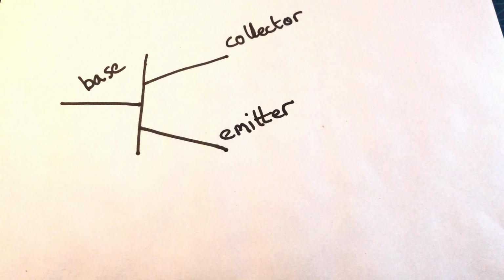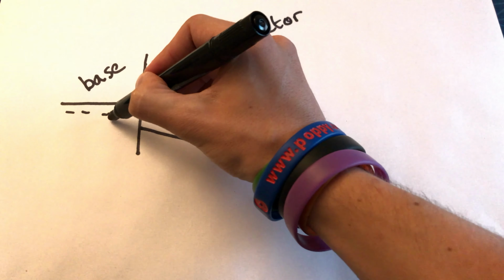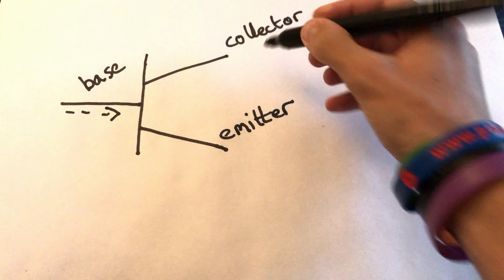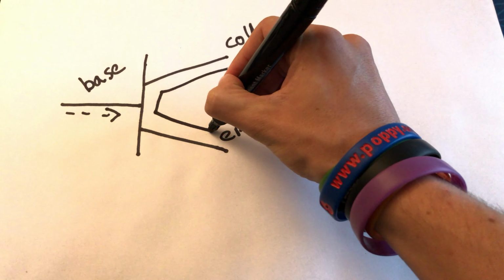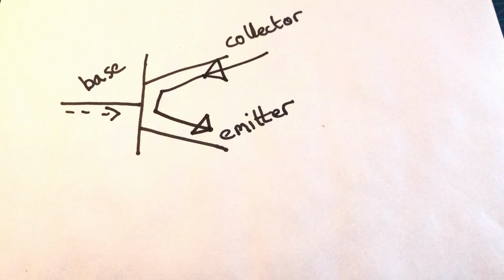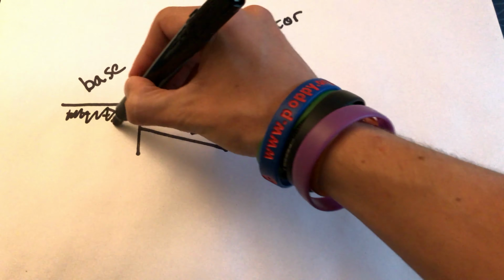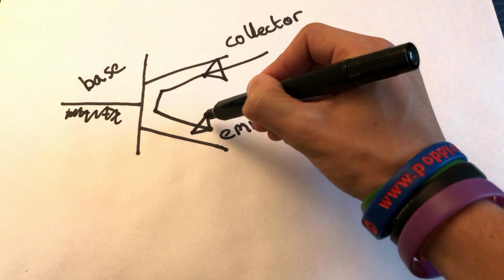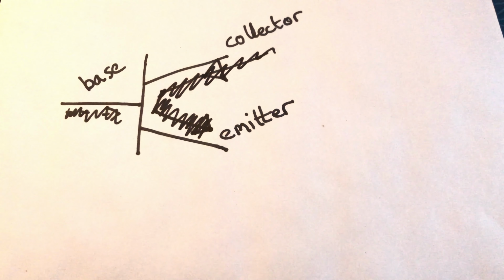The fundamental property of a transistor is that if a weak current passes into the base and through to the emitter, then a strong current is able to pass from the collector to the emitter. If no current flows through the base, then electricity is not conducted between the collector and the emitter.